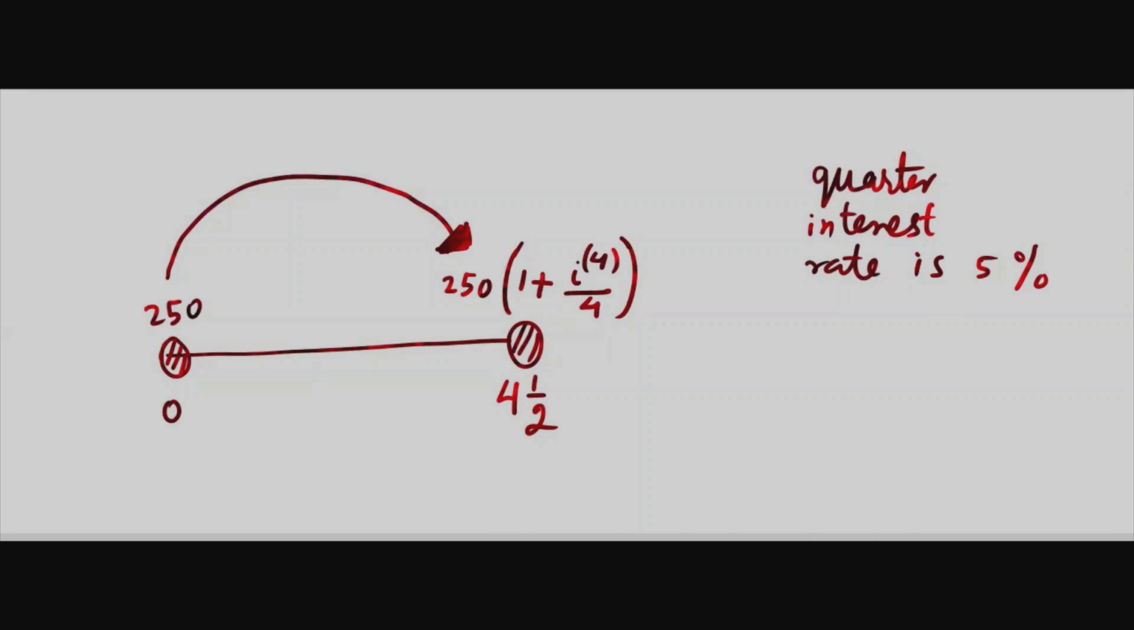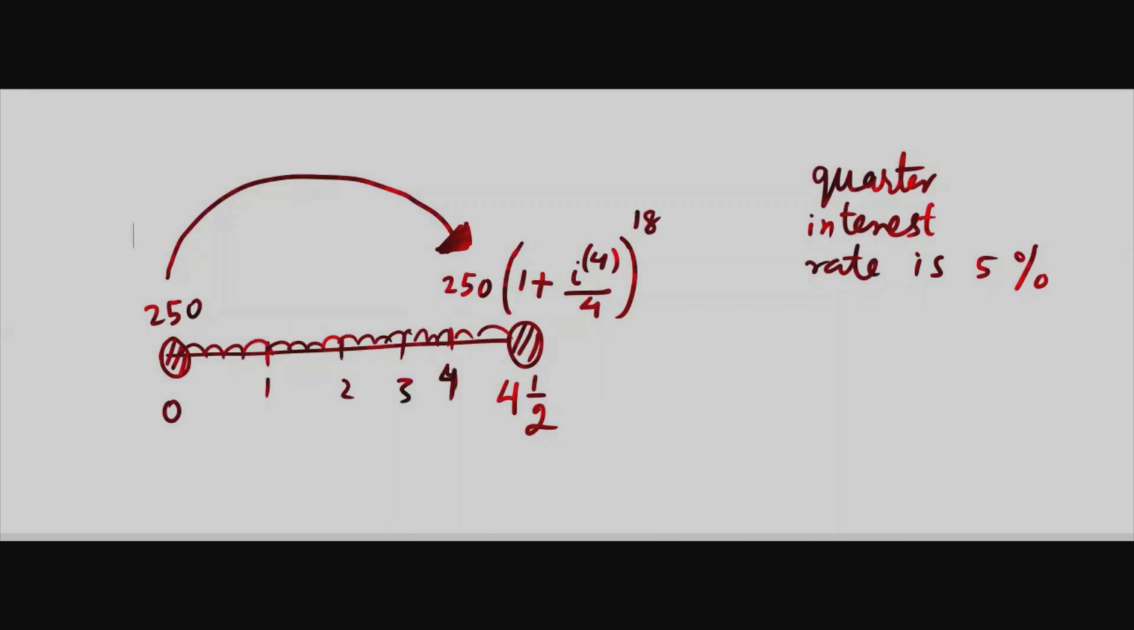So 4.5 years. Quarters. How many quarters are there in 1 year? Suppose this is 1 year, this is 2 years, this is 3 years, this is 4 years, 4.5. Because you have taken quarters: 1, 2, 3, 4; 1, 2, 3, 4; 1, 2, 3, 4; 1, 2, 3, 4; 1, 2. So 18, right?